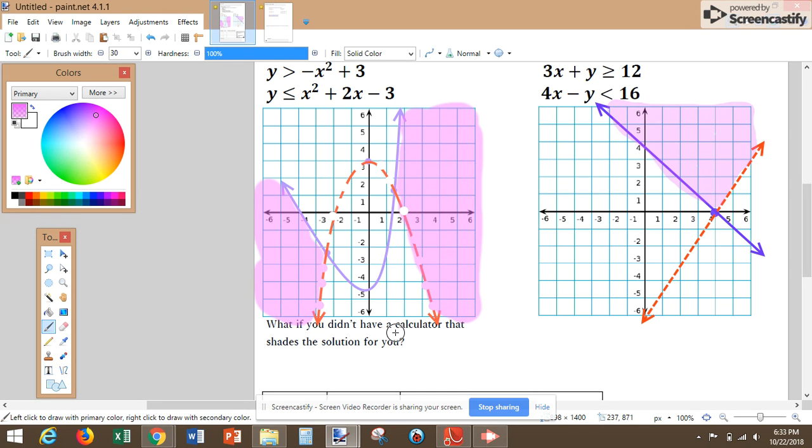What if you didn't have a calculator that shades the solution for you? Think about that. If you don't have that, or you forget how to use it on the calculator, you could always test points. Test points that I would choose would be something not on the lines or the dashed lines. So any of these spots you could test out. If it's true for both of them, it's a solution. If it's false for even one of them, it's not a solution. 0, 0 is a really easy one, so I would try that too.